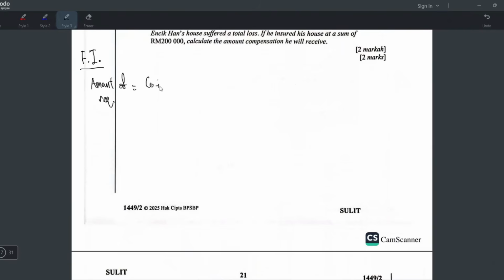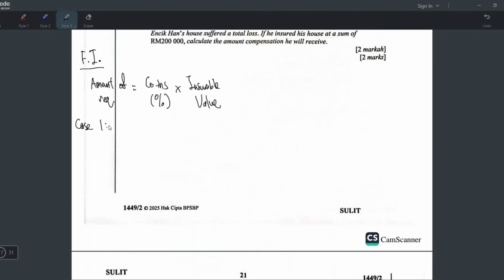And the formula: take the co-insurance percentage multiplied by the insurable value. Remember, for fire insurance questions, always find this first. Always use this formula first. Always. Must start with this formula. Confirm. After you find your required, you have to check whether it's case 1, case 2 or case 3.